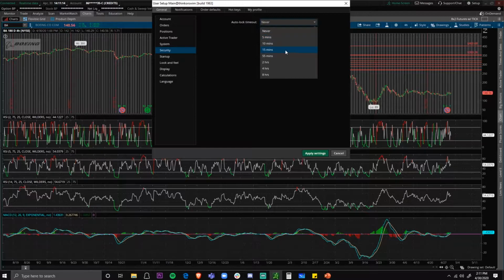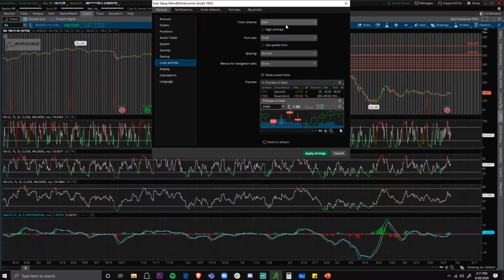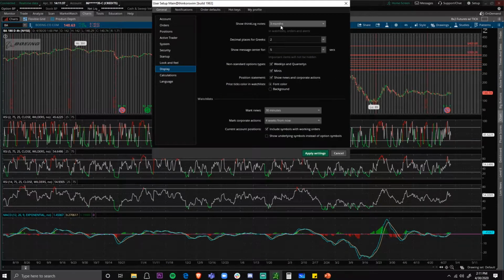I'm constantly at my computer. But it's almost like a screensaver, but it will time it out. It will log it out automatically if you are away from your computer. Startup, look and feel. I do have a dark scheme on mine just because I don't like the brightness. Normal spacing, menus to show, and then display, show think log notes up to 3 months. That's over here, and any notes that come from Thinkorswim or TD Ameritrade.